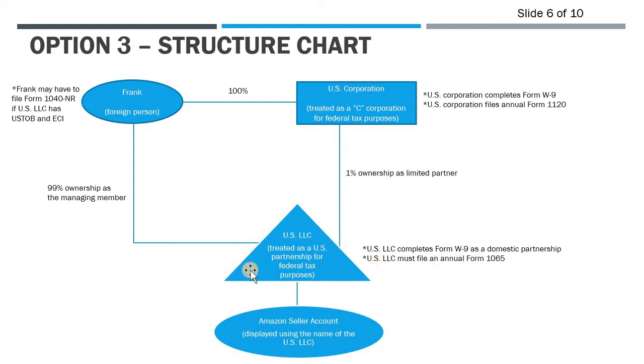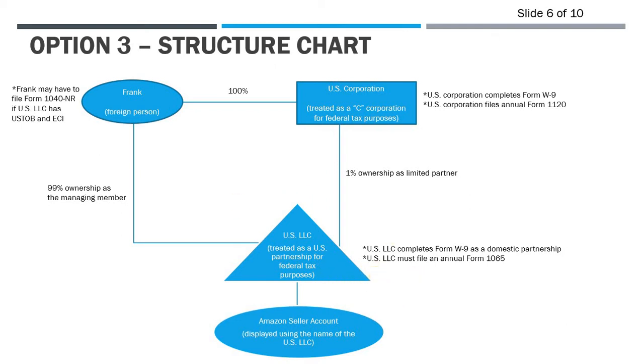Okay, so again, the U.S. LLC is going to complete a W-9 because this is a domestic partnership. The LLC must file an annual Form 1065 every year because it's a domestic partnership. And the U.S. corporation up here is going to be filing an 1120 every year because it's a U.S. domestic corporation. And then Frank, I have noted here, may or may not need a 1040NR. It really depends on what's going on here. If this LLC is engaged in U.S. trade or business and has ECI, then there might be some tax paid here. If it's not engaged in U.S. trade or business and has no ECI, then there's no tax liability filing for Frank. But regardless of whether you have U.S. TOB or ECI, this entity always must be filing a 1065. Domestic partnerships have got to file a 1065, period. No way around it. Okay, so that's option 3.